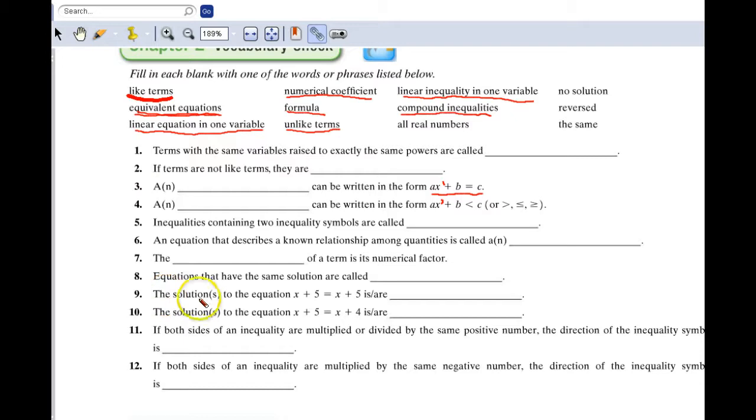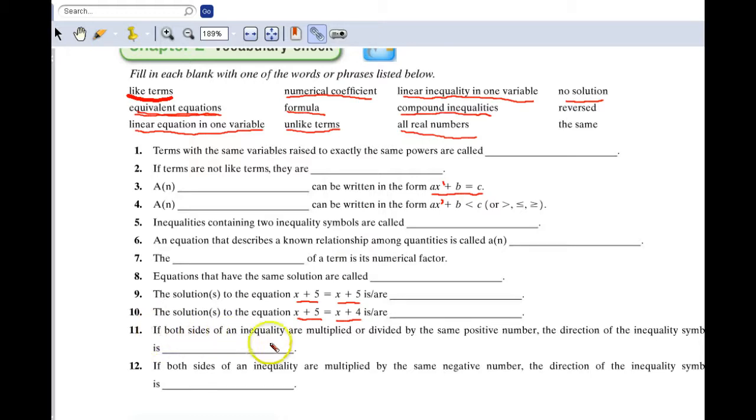Okay. Number 9, the solution to the equation x plus 5 is all real numbers, because these are identities, and the solution to identities is all real numbers. Now here, when we solve number 10, if we were to subtract an x from this side and an x from this side, we'd have 5 equals 4. Is that a solution or a true statement? No. So in that case, it's no solution.